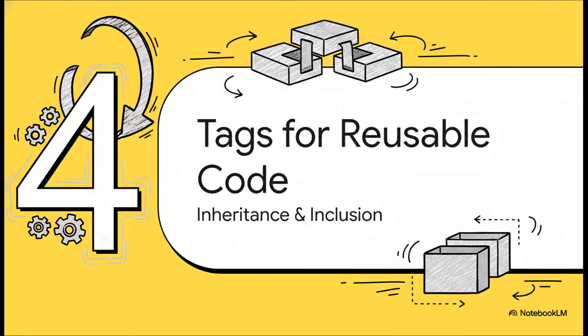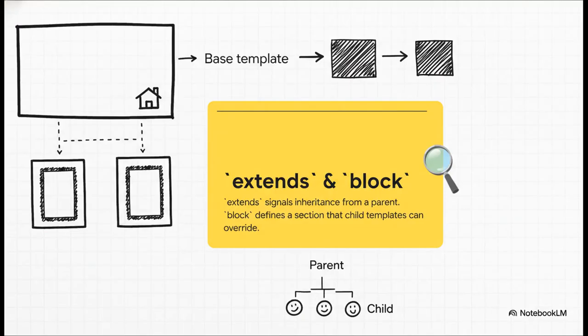So, logic and loops are great, but the real magic of that don't repeat yourself principle in Django comes from tags that were built specifically for reusing code. This is how you build big, maintainable websites without going crazy. This right here is probably the most powerful idea in the DTL, template inheritance.